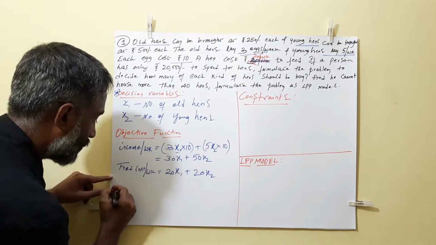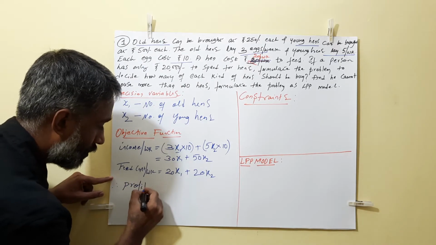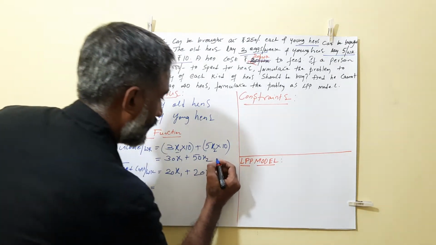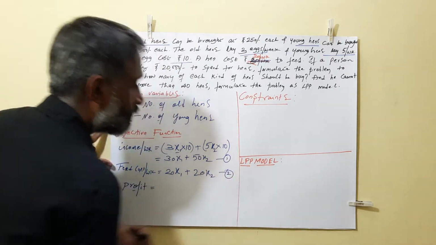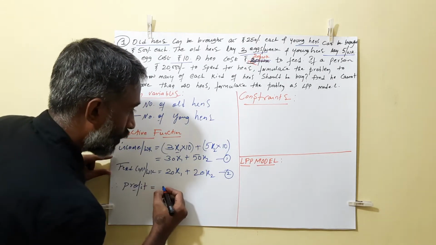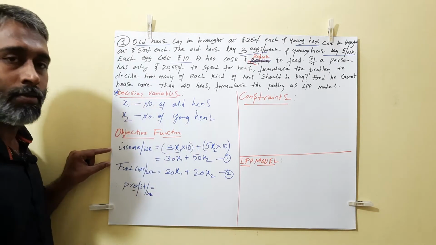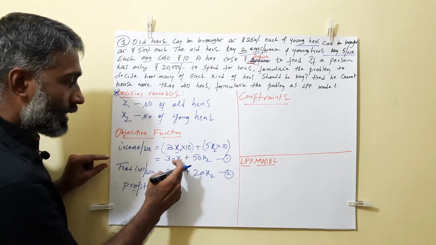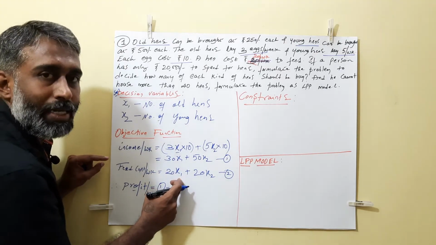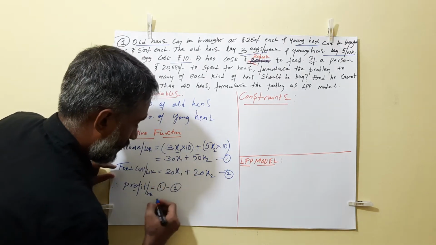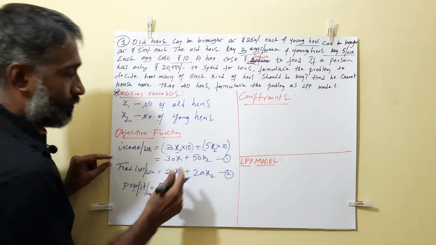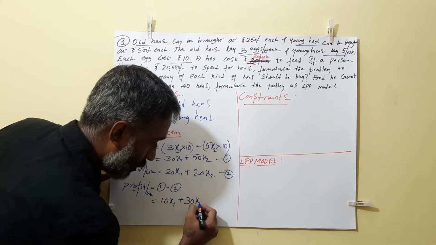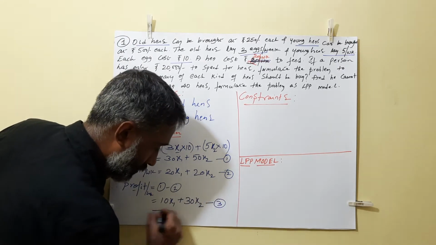So therefore the profit will be income per week minus the feed cost per week. If I call that equation 1, and that equation 2, total profit per week will be equation 1 minus equation 2. So that is 30x1 minus 20x1, so that will be 10x1. 50x2 minus 20x2, that is 30x2. So that is the objective function.